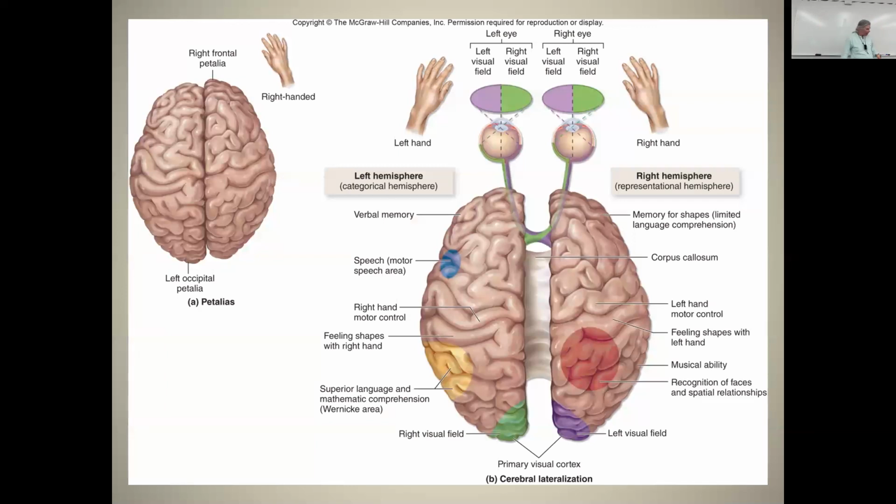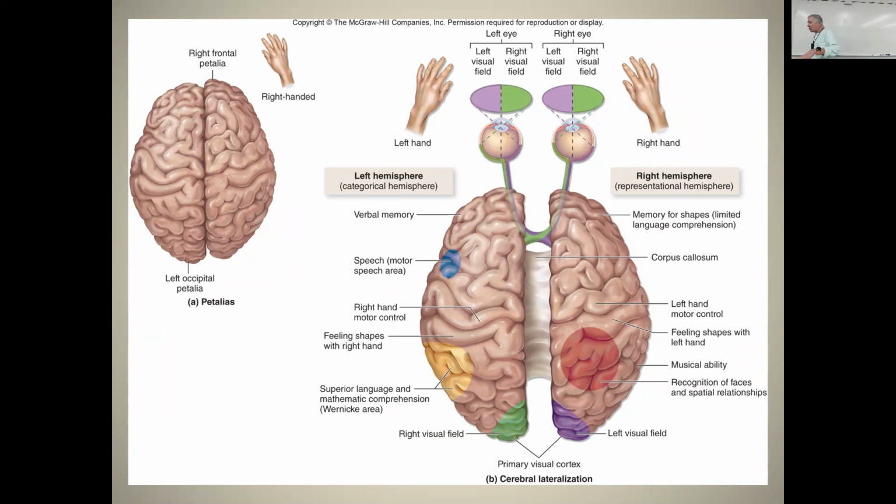On page 508, the petalia are on the left here. Your right frontal lobe is a little farther ahead than the left frontal lobe, and the left occipital lobe is slightly farther back than the right. That's kind of a minor difference. Here, the left hemisphere is categorical: verbal memory, speech, motor speech, Broca's area, right hand motor control, feeling shapes with the right hand, superior language and mathematical comprehension. This is Wernicke's area for speech comprehension.